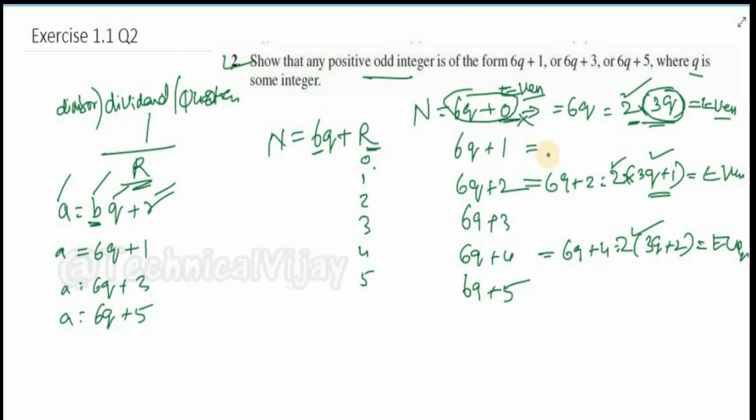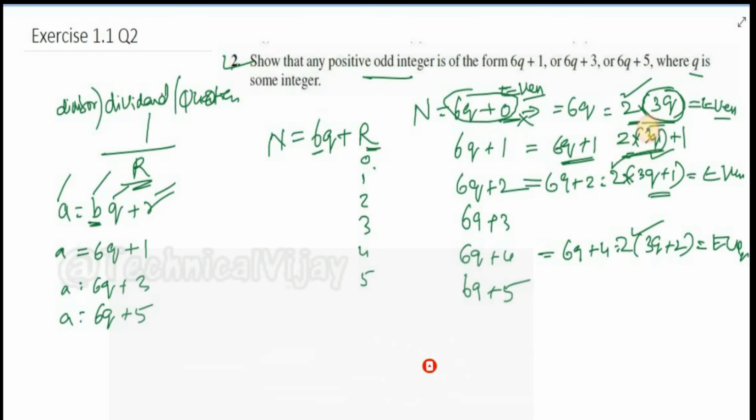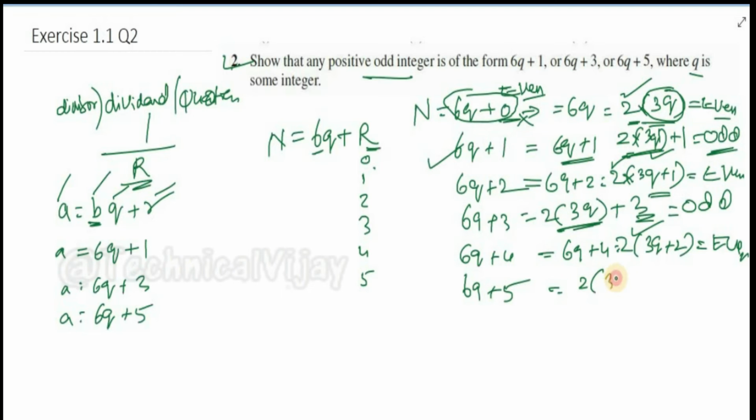Whereas in this case we will see 6Q plus 1. So here 2 into 3Q plus 1 means what? This is of course a multiple of 2, so this will become even. Any even number, if it is added by 1, will become odd. Okay, this will become odd. In the same way, 2 into 3Q plus 3. This is of course even. It is added by an odd number, hence it will become odd again. In the same way, 2 into 3Q plus 5. Same, this is an even number, added by an odd number, so it will become odd.